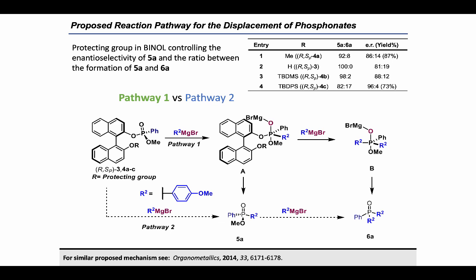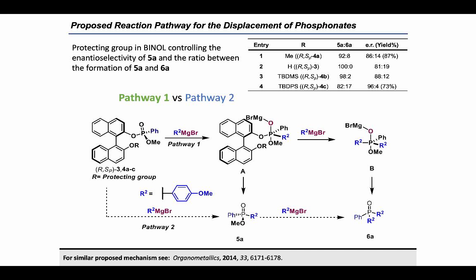Next, we were also curious about the mechanism of the stereospecific nucleophilic substitution at the phosphorus center, particularly the role of the protecting group in determining both the ratio of 5A and 6A and enantioselectivity of 5A. As you can see at the right corner of the table, different protecting groups have different outcomes of the stereoselective substitution reaction. And this might be answered by looking at the mechanism shown here.